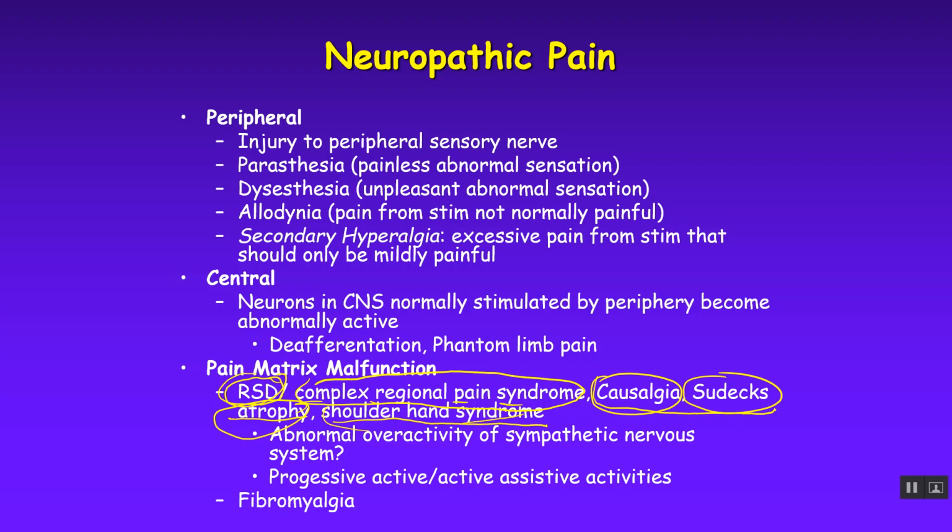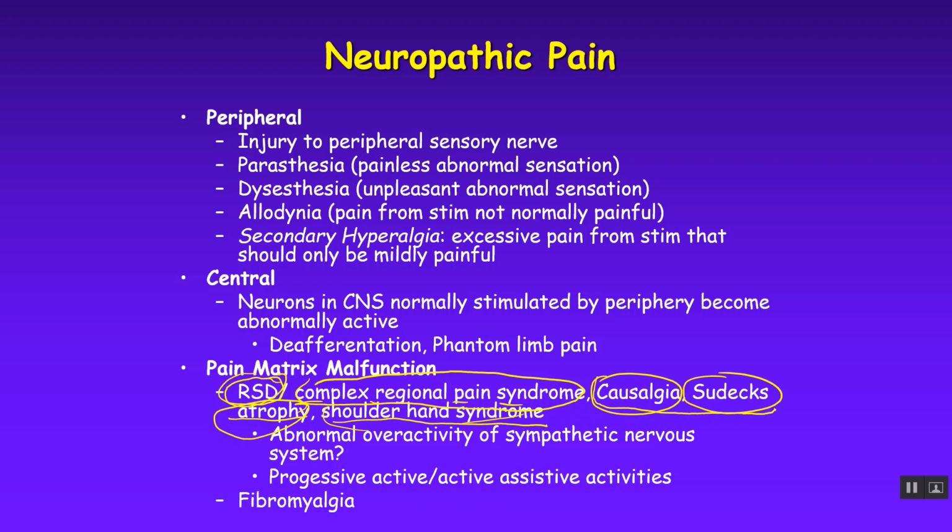So what's interesting about this is there's central problems going on, but there's also peripheral problems going on. And it actually involves the autonomic nervous system too, where you get some abnormal overactivity of even the sympathetic nervous system gets overactive. And these people also get swelling and redness of their limb. And so there's some changes in the autonomic function of the nerve, in addition to this really hyperactive pain sensations that they get, and they can barely breathe on it and stuff.